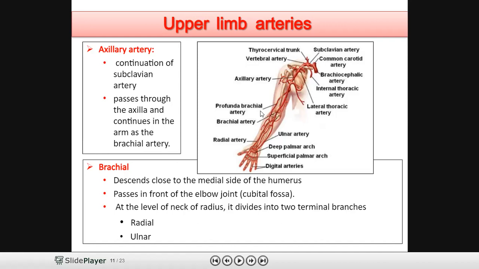cubital fossa. So the cubital fossa is your elbow joint, the anterior part of your elbow. That fossa there is called cubital fossa. So the brachial artery passes in front of the elbow joint or the cubital fossa. And then at the level of the radius, so you have your ulnar bone. This bone here is the ulnar bone, and this bone on this side is the radial bone.